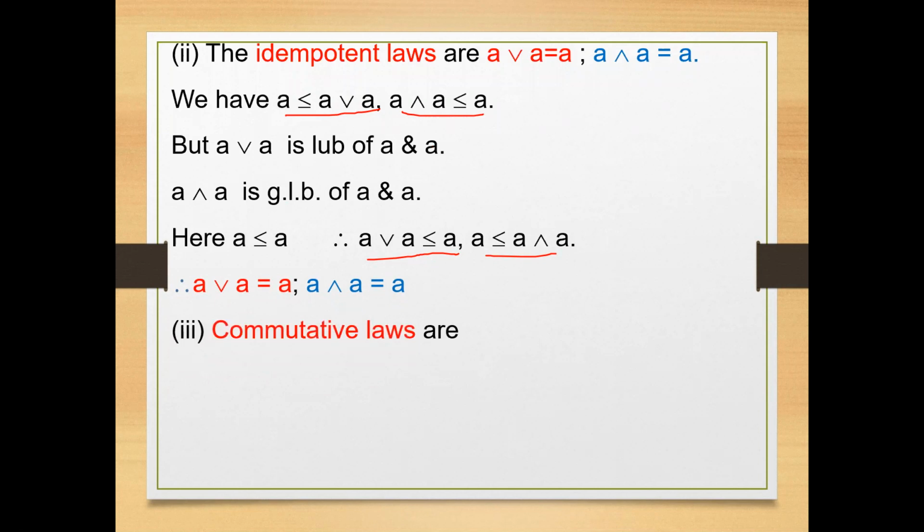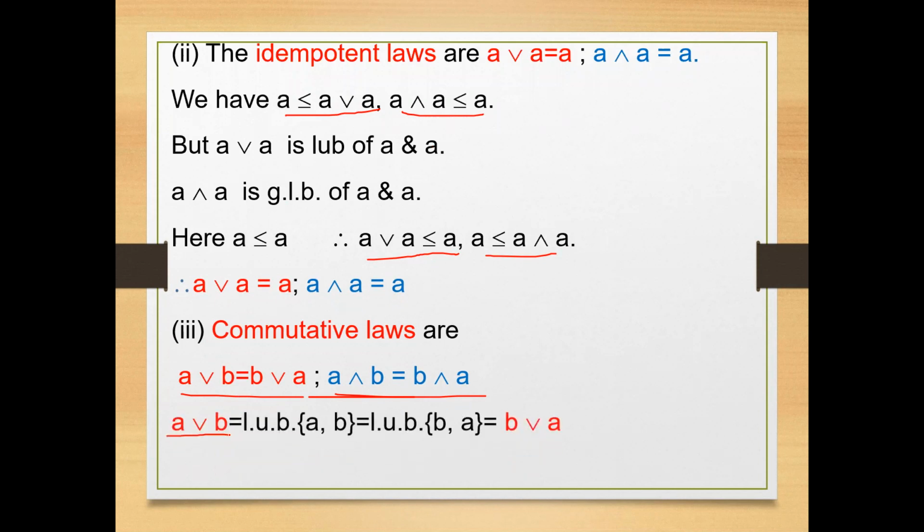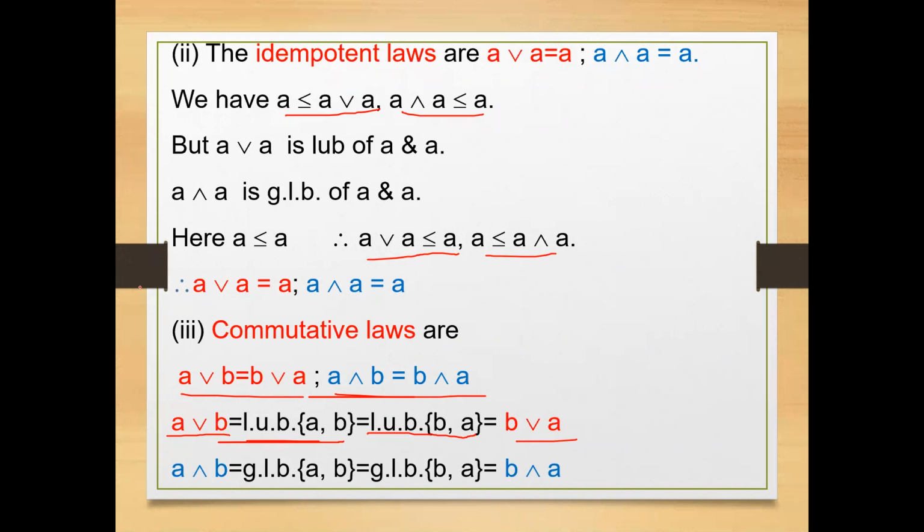The next is commutative law. Commutative law is: a join b is equal to b join a, and a meet b is equal to b meet a. The proof of the commutative law is very simple, because a join b is the least upper bound of a, b, and we can also say it is the least upper bound of b comma a. Whether you write a comma b or b comma a, that is the same thing. So it is b join a. Similarly, a meet b is the greatest lower bound of a, b. You can also say it is the greatest lower bound of b, a. That means it is b meet a. So these are the commutative laws.